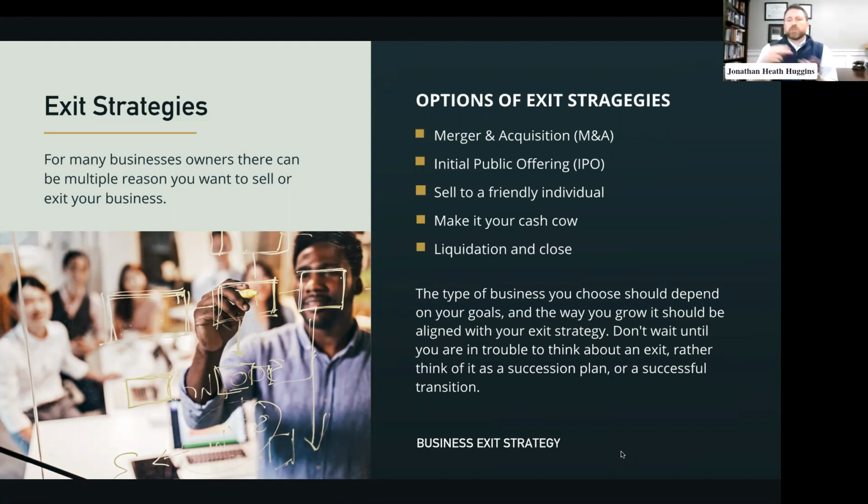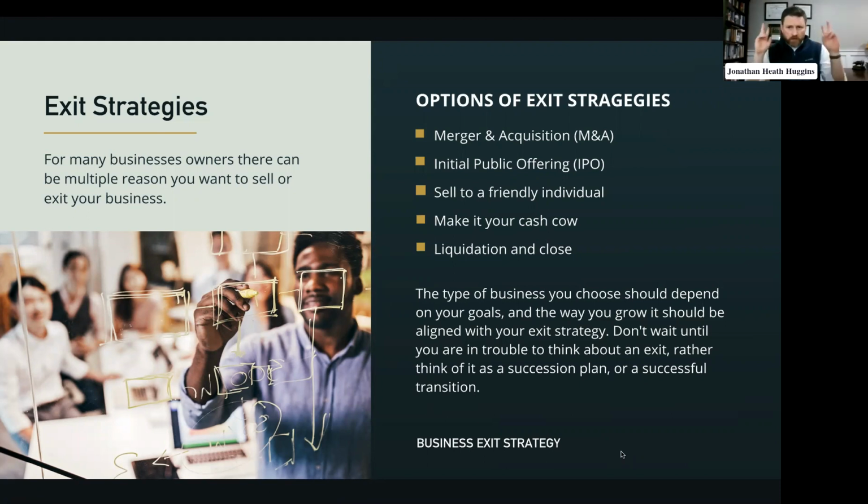One way to do that is by a merger or acquisition. If you're going to do a merger, then maybe you need to work for it, or maybe somebody's going to buy you out. Or maybe if you want to be very assertive, you become a public trading company through an IPO, initial public offering. You may sell to a friendly individual. Maybe it's your best friend, your family member, your aunt, your uncle, who have you. Maybe it's a staff member that works for you now. You sell it off to them.